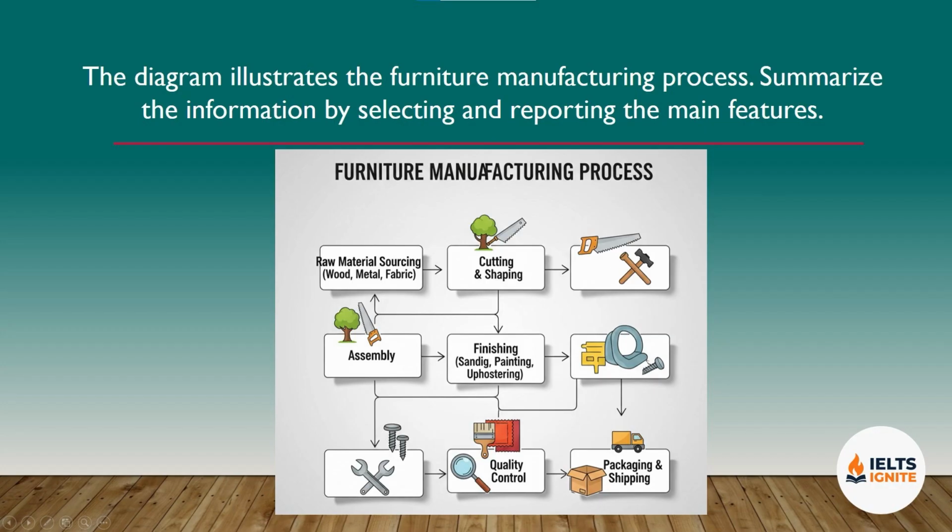Now, furniture manufacturing process. Let's begin with the first diagram, the furniture manufacturing process. I'll show you a Band 8 model answer that explains key features, comparisons, and trends. Question is: the diagram illustrates the furniture manufacturing process. Summarize the information by selecting and reporting the main features.